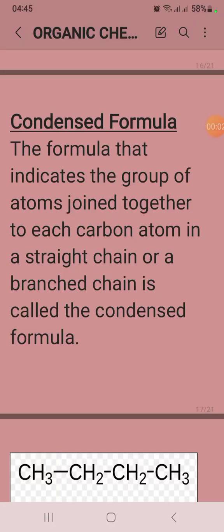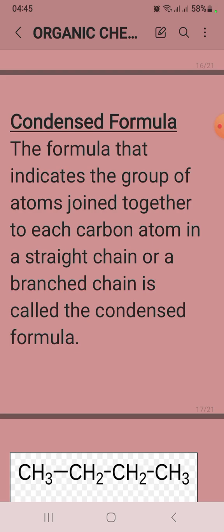Now, the next type of formula is the condensed formula. Condensed, as you can see, you might have used condensed milk for making different sweet dishes. What is it? It is a thick milk. Condensed means thick, that is squeezed, thickened by evaporation. So over here, condensed formula means you have to squeeze your formula.